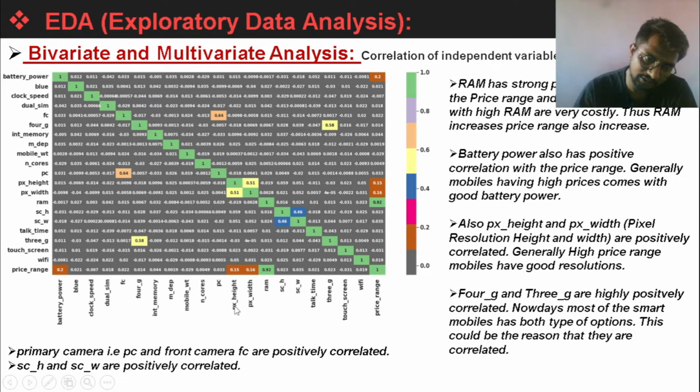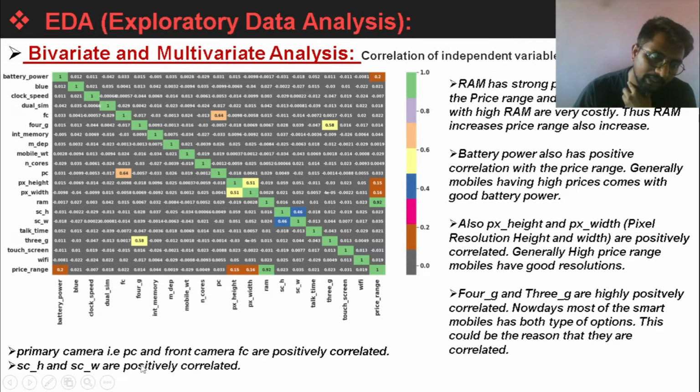Next we can see here the pixel height and pixel width are also moderately correlated with the price range, that is 15% and 16%. Generally high price range mobiles have good resolutions. Now we can see the 4G and 3G are correlated with each other with 58% correlation. Similarly, nowadays we know that most of the smart mobiles have both type of options. This could be the reason that they are correlated.